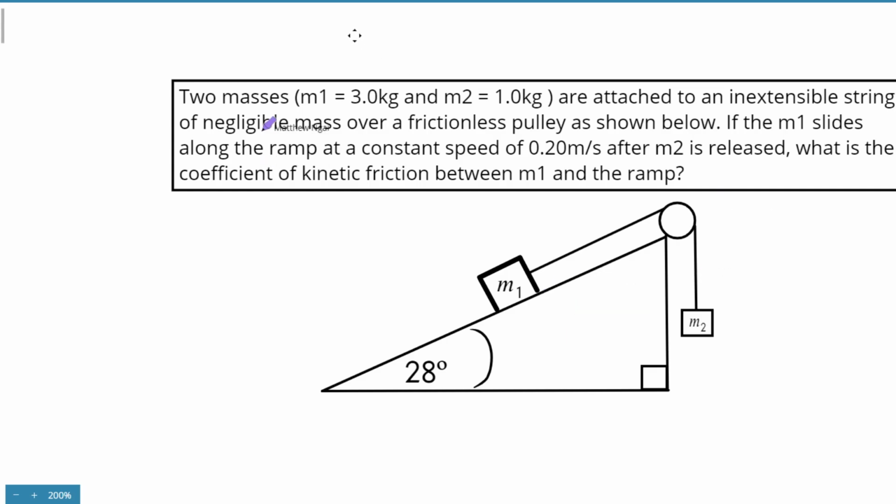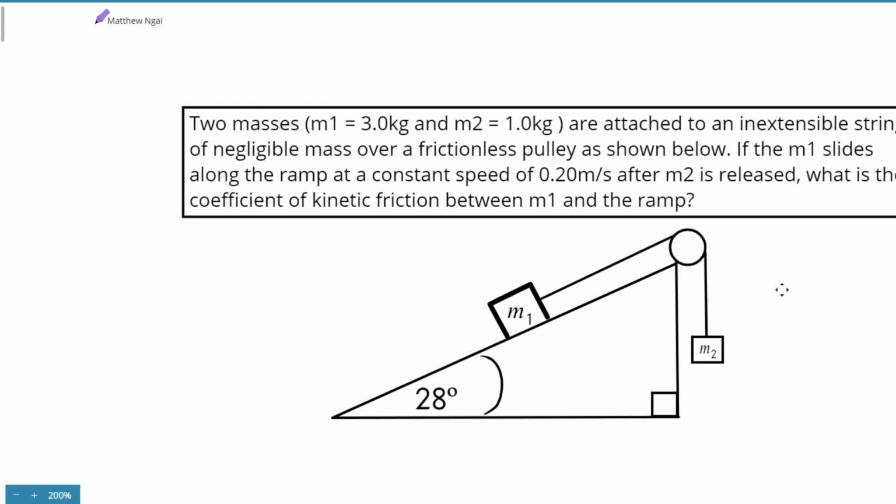Okay, so the question is: two masses, m1 equals 3.0 kilograms and m2 equals 1.0 kilograms, are attached to an inextensible string of negligible mass over a frictionless pulley as shown below. If the m1 slides along the ramp at a constant speed of 0.20 meters per second after m2 is released, what is the coefficient of kinetic friction between m1 and the ramp?